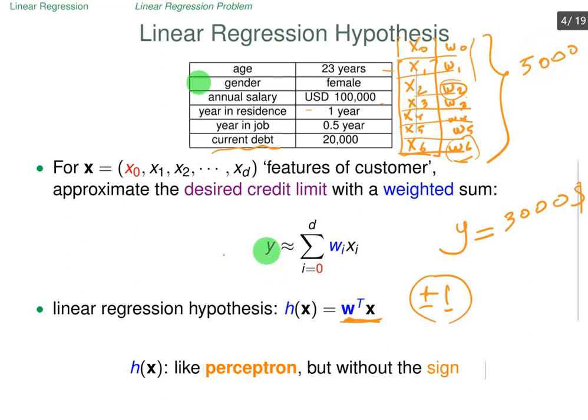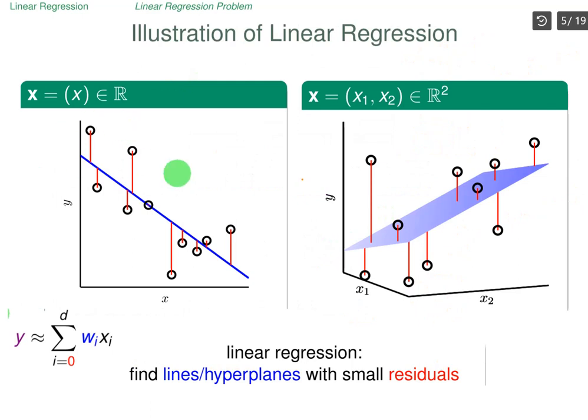Then our y is 5,000. Our task is to find the appropriate weights, or the optimal weight combination, that will approximate the 5,000. Like in the perceptron, we want to learn these weights. Illustration of the linear regression problems for one-dimensional input, x, which is a scalar value, and for the example which has two features, x1 and x2, and then y.